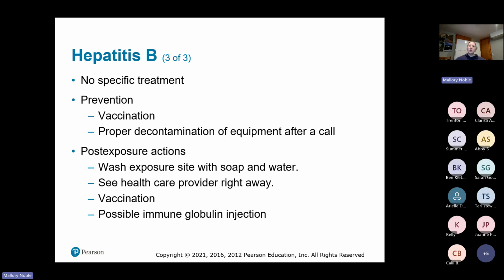Post-exposure actions: we're going to wash any exposure site with soap and water, see a healthcare provider right away, and get updated on your vaccinations. Hepatitis B, don't quote me, but it is a step vaccine, so you get one initially, and then I think there's 3 or 4 after that that you get as well. So you would just make sure that everything's up to date as far as that's concerned.